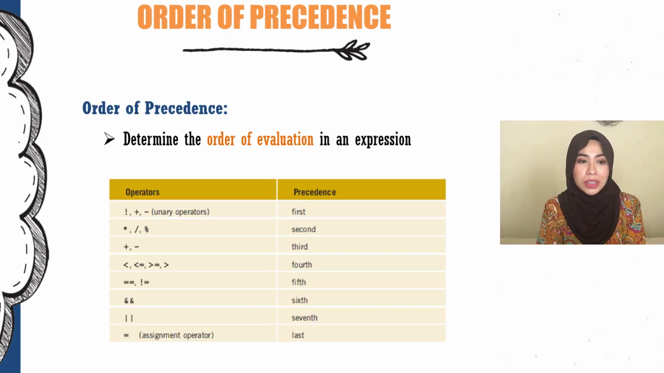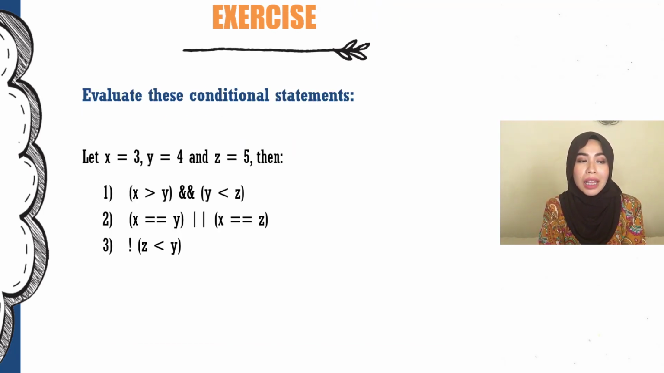Then we have order of precedence, okay? So when you see a lot of symbols and you don't know which one to evaluate first, take a look at the order of evaluation, okay? So for example, let x equals to 3, y equals to 4, and z equals to 5. Then, take a look at this question. So which one do we do first? Of course, we need to do the relational operators first. Do the ones that needs to be compared first inside the bracket.